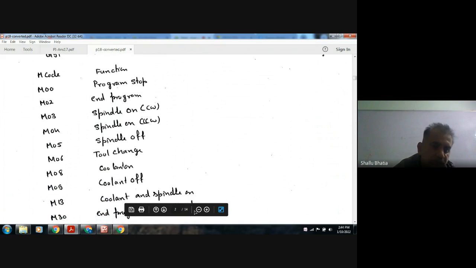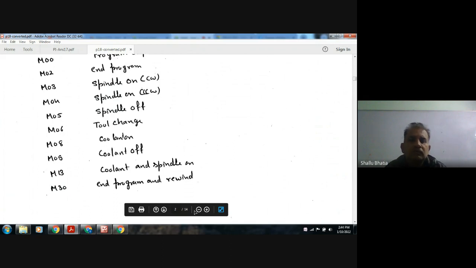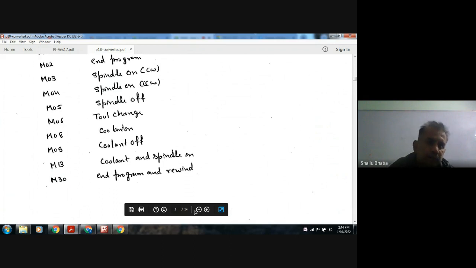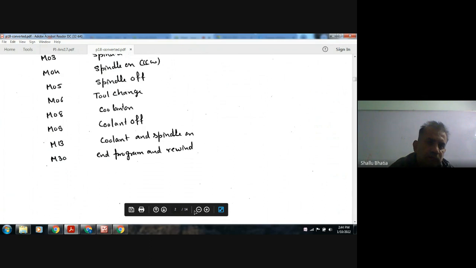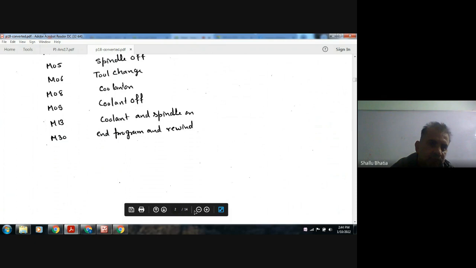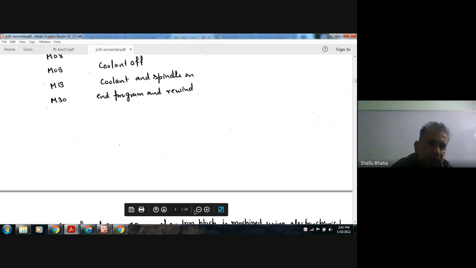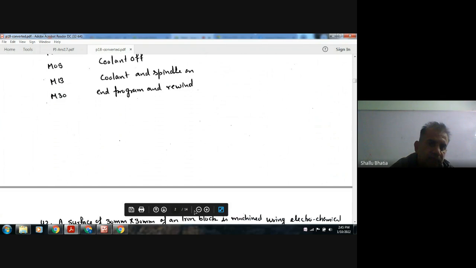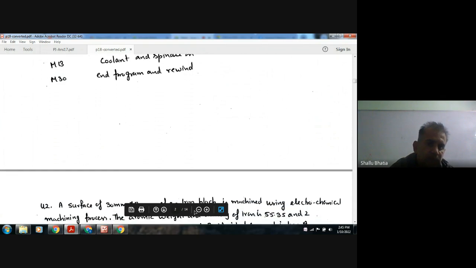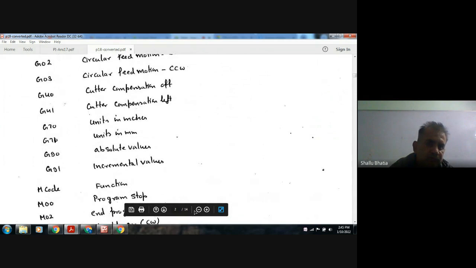Codes are M00 program stop, M02 program end, M03 spindle on clockwise, M04 spindle on counterclockwise, M05 spindle off, M06 tool change, M08 coolant on, M09 coolant off, M30 end of program and rewind. So these are the various codes.